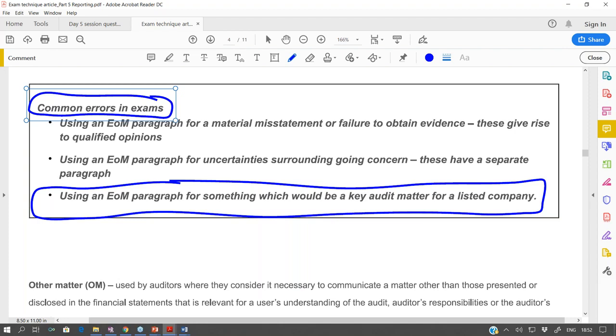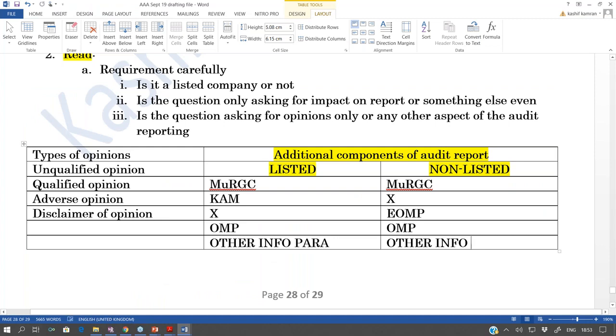Will you read these common errors in exam? Will you read this article for common errors? These are common errors which students make in the exam paper. You cannot ignore them and go to the exam paper. So can you see my table now in front of your screen? Is everyone clear on this table?